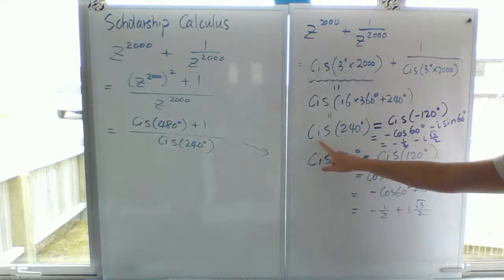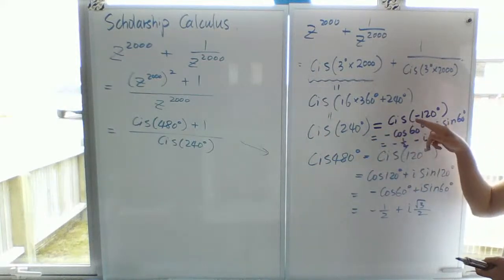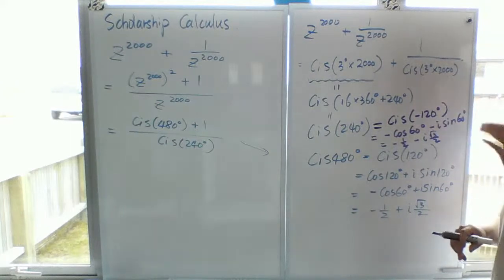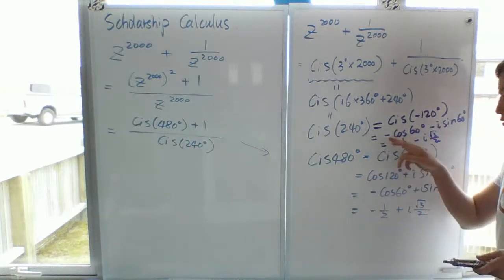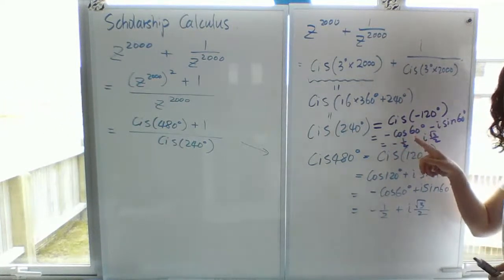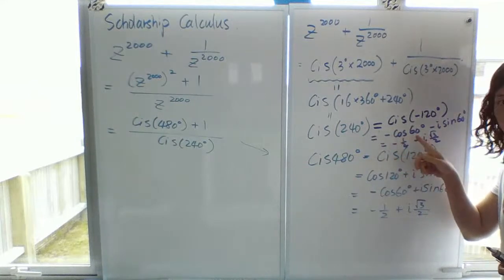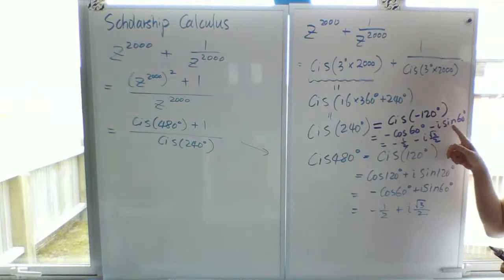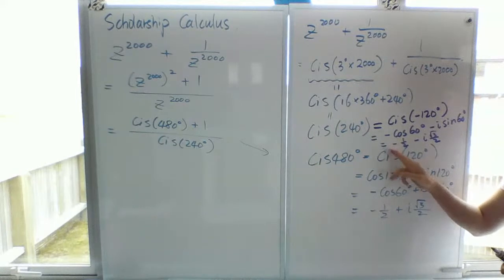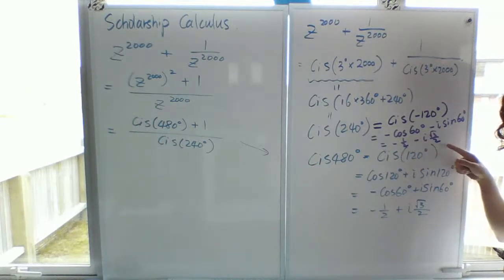And then I move on to figure out what cis 240 degrees is. That is the same as cis negative 120. That is in the third quadrant, and because of that, I know the angle is negative. I use a reference angle of 60 degrees, so it is equivalent to negative cosine 60 degrees take away i sine 60 degrees, which will give me negative half, negative i square root 3 over 2.